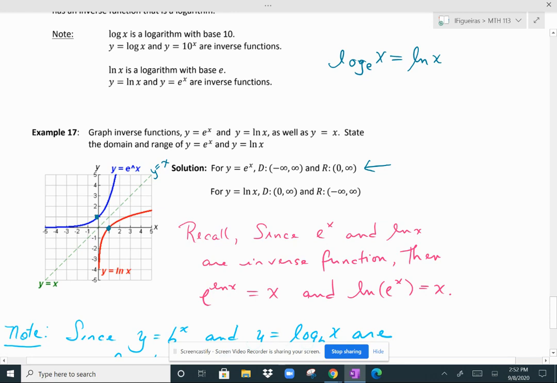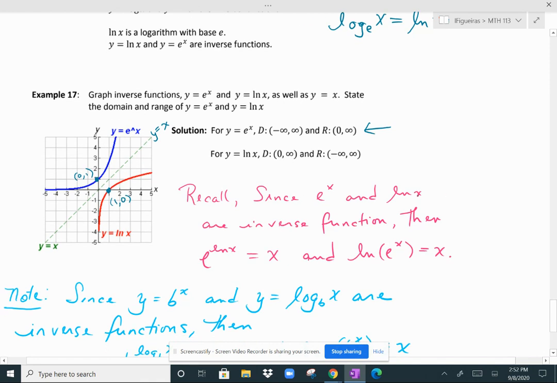So you can see that e to the x and ln of x are mirror images of each other across y equals x. Their domain and their range flip, as well as their intercepts. Remember, this is (0, 1), and this is (1, 0). So the y value here becomes the x value here, and the x value in e to the x becomes the y value here. Right? That's domain and range flipping. That's just one example.